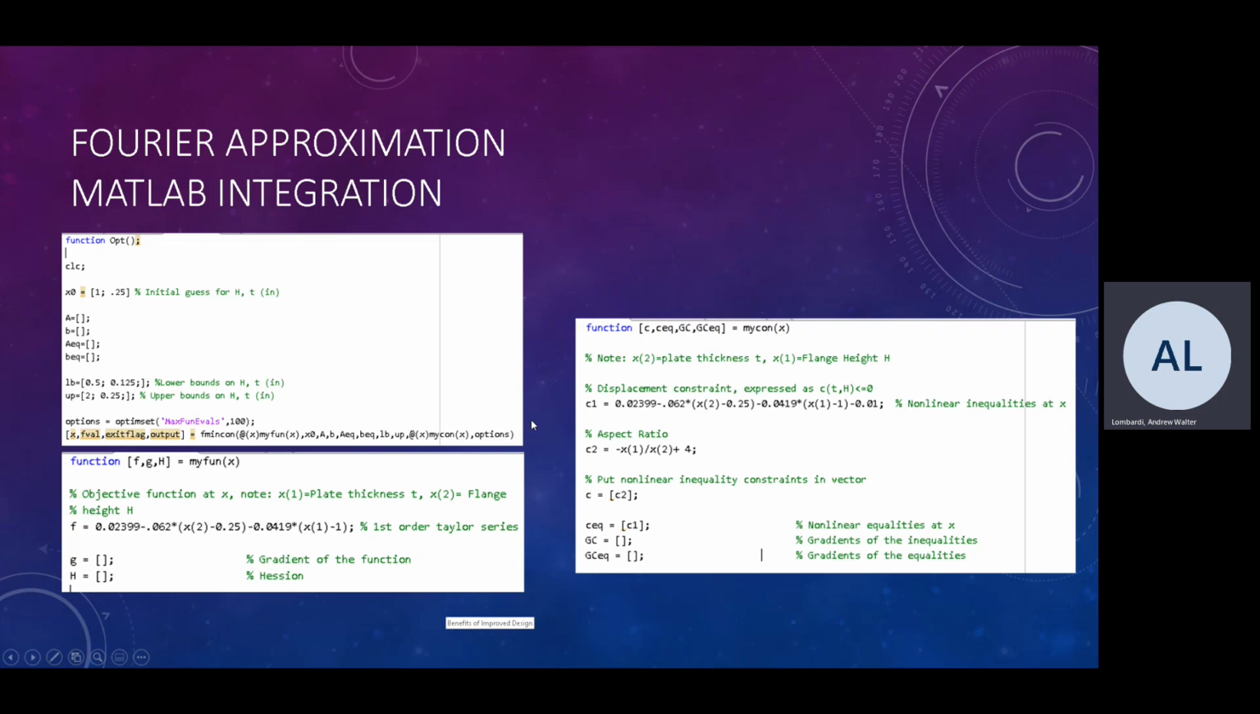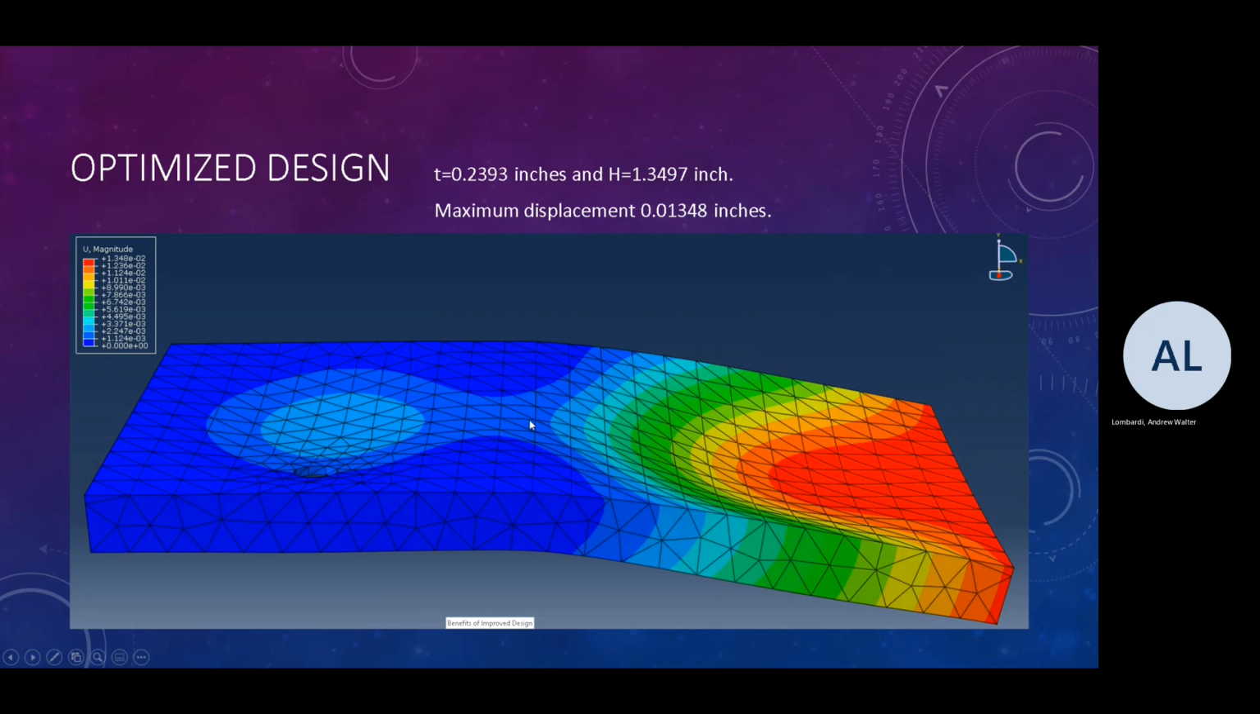So what did this yield? The optimized design shows to be a plate thickness of 0.2393 inches and a flange height of 1.3497 inches. This resulted in Abaqus in a maximum displacement of 0.01348 inches. So we did miss our target deflection by a fair amount.